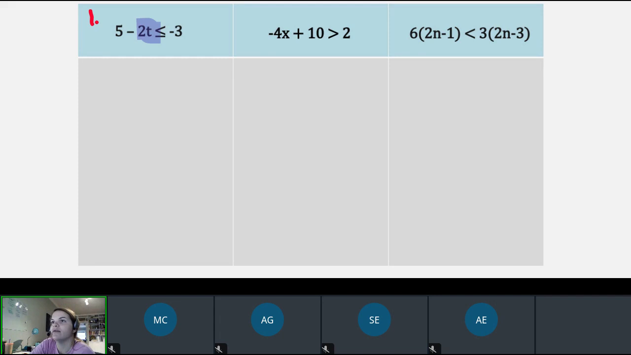Here's my variable, it's t. So what's happening to it? It's being multiplied by negative 2 and adding 5 to it. So I'm going to undo that plus 5. I'm going to subtract 5 from both sides. So I'm left with negative 2 times t is less than or equal to negative 8. Okay, what do you think my next step will be?